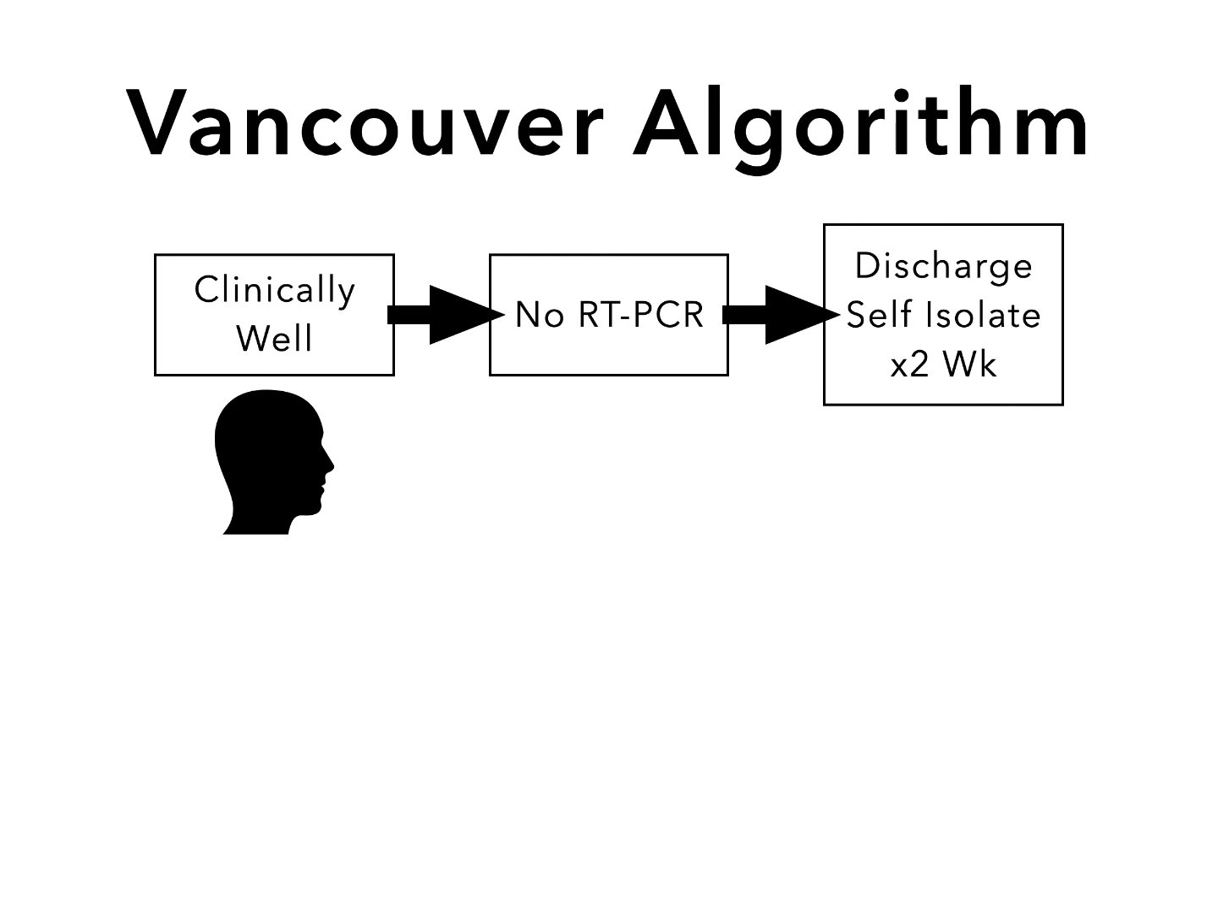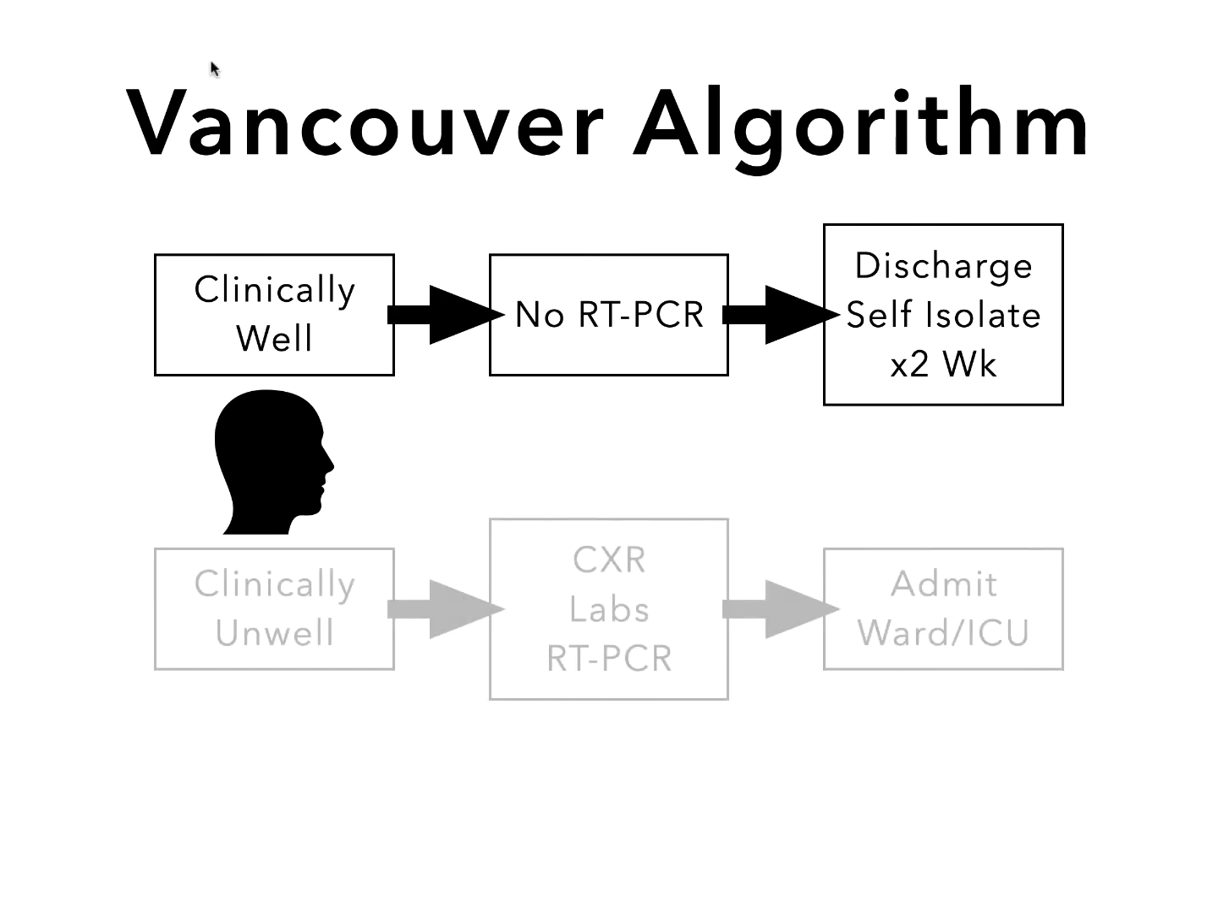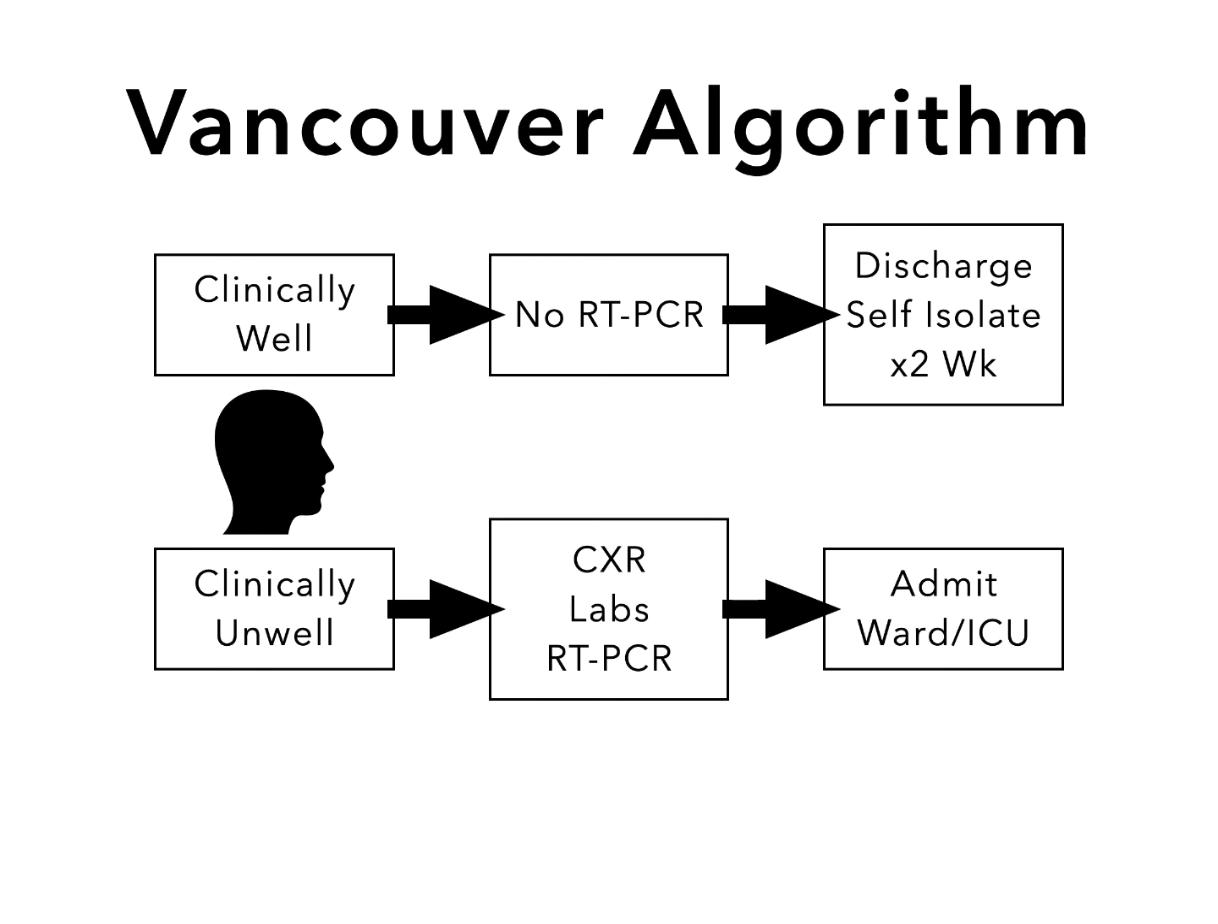We don't have enough swabs or reagent or testing capacity to test everyone, so anyone that presents with a respiratory illness or flu-like illness is assumed to have COVID. Further testing like chest x-ray and labs are at the discretion of the treating physician. For patients that appear clinically unwell, these patients are tested with chest x-ray, labs, and a swab for PCR, and they're admitted to either the ward or the ICU depending on how sick they are.